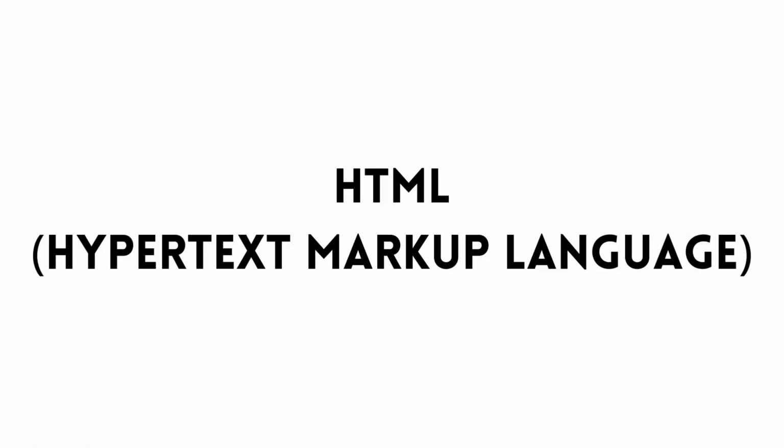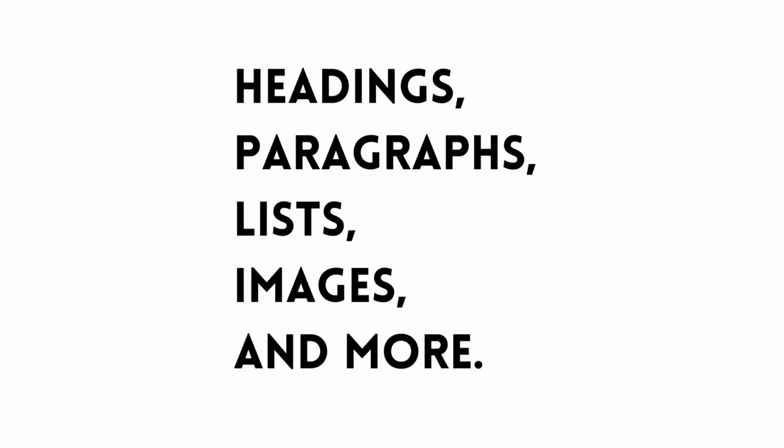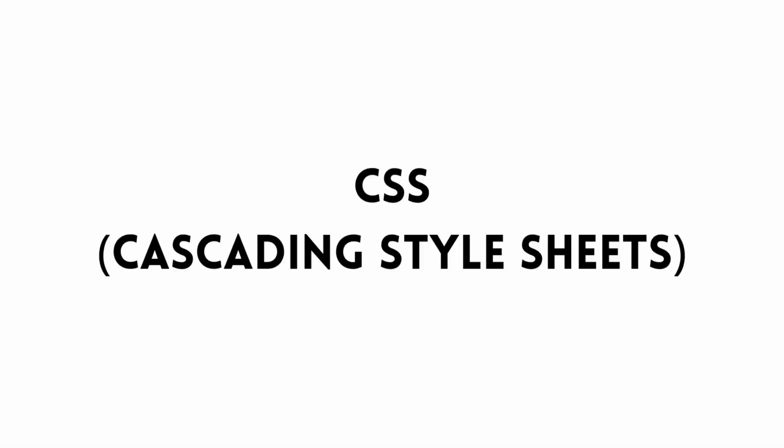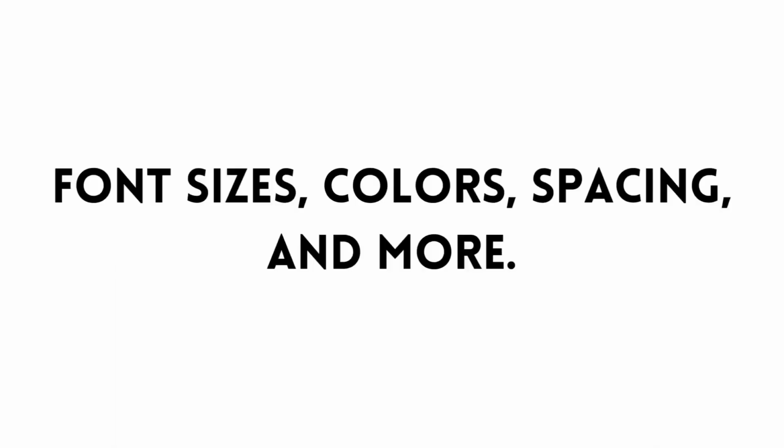Hypertext is text that includes links to other text, and markup refers to the way in which HTML tags are used to structure content and give meaning to it. These tags describe the type of content that they enclose, such as headings, paragraphs, lists, images, and more. With CSS, cascading style sheets, you can control the appearance and layout of your HTML content. CSS allows you to set things like font sizes, colors, spacing, and more. By combining HTML and CSS, you can create rich interactive websites that can be viewed in any web browser.